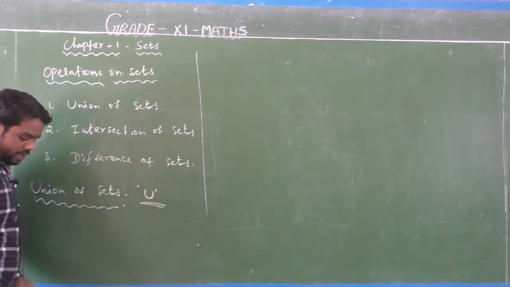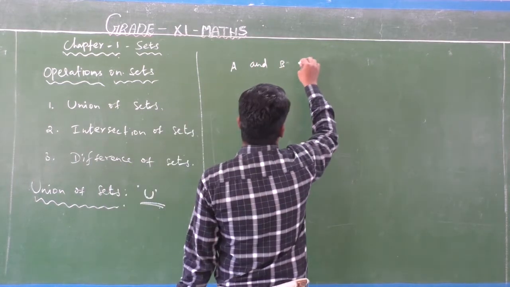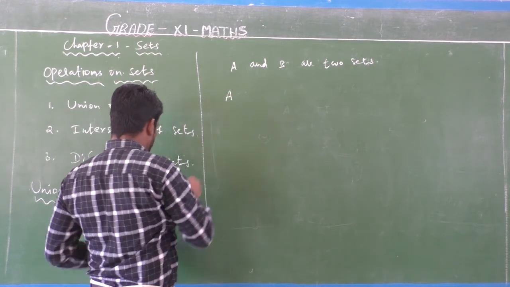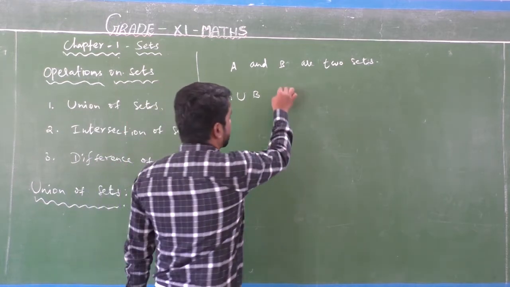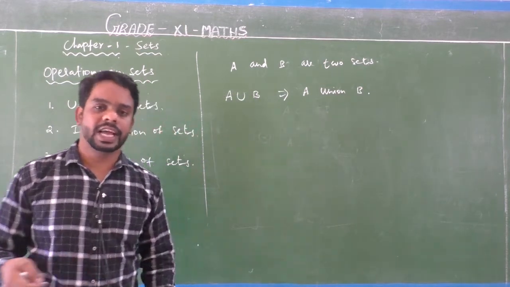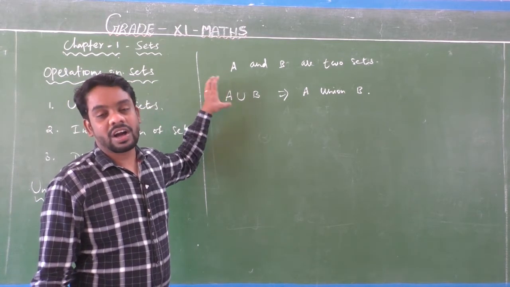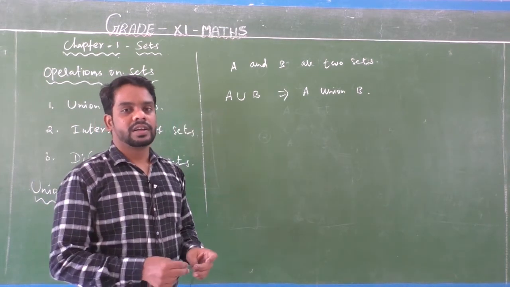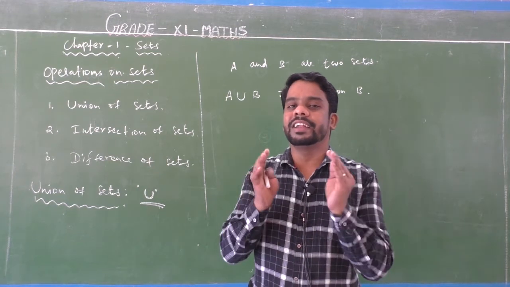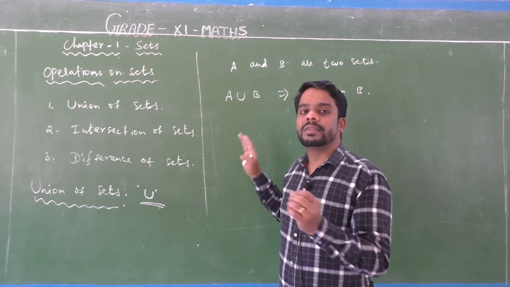Listen, students, let us consider A and B as two sets. Using the symbol, this is A union B. This is read as A union B. A union B is the set which consists of all elements in A and all elements of B, and common elements are taken only once. So the union of two sets A and B consists of all elements of A and all elements of B, where the common elements are taken only once.